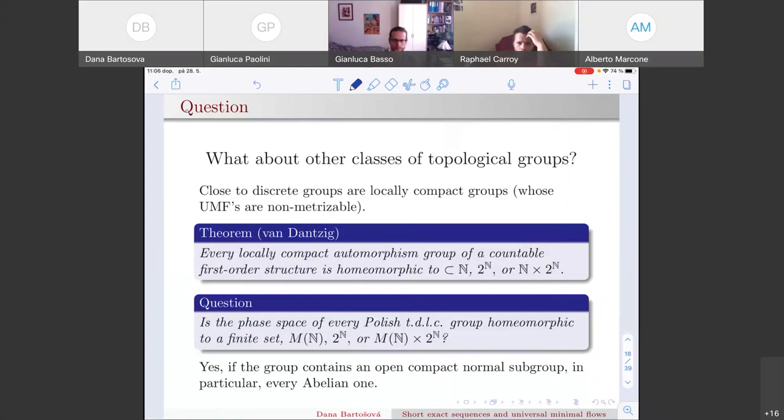It's true if I have an open compact normal subgroup. So in particular, abelian groups of this sort. So I can do better. It doesn't have to be a group of automorphisms, which is totally disconnected, right? So I don't need the total disconnectedness, but this was a motivation. What is more important for me is that being close to abelian is what plays a role.